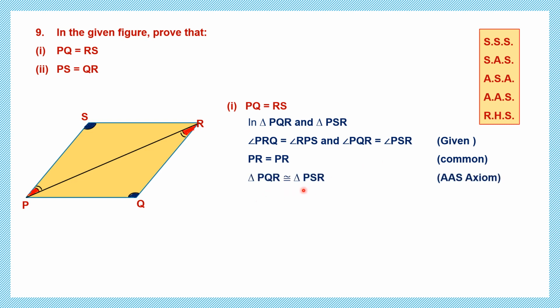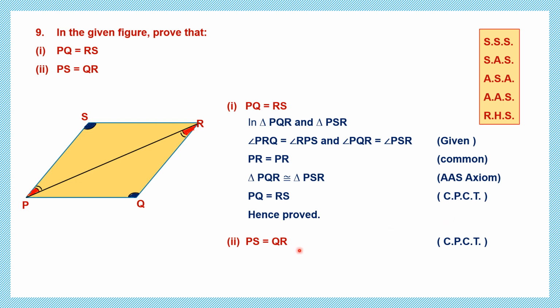Triangle PQR and triangle PSR are congruent because of the angle, angle, side axiom. Now, if these two triangles are congruent, then you can say that PQ is equal to RS. PQ is equal to RS because they are congruent. They are corresponding sides of congruent triangles. So PQ is equal to RS and this is the condition CPCT. So here we have proved it.